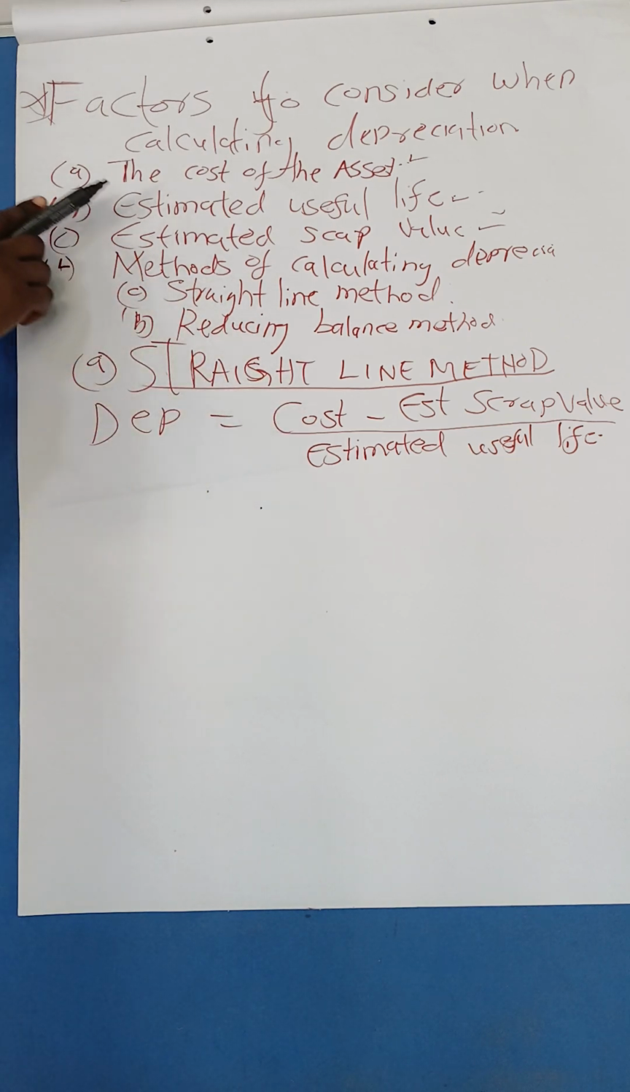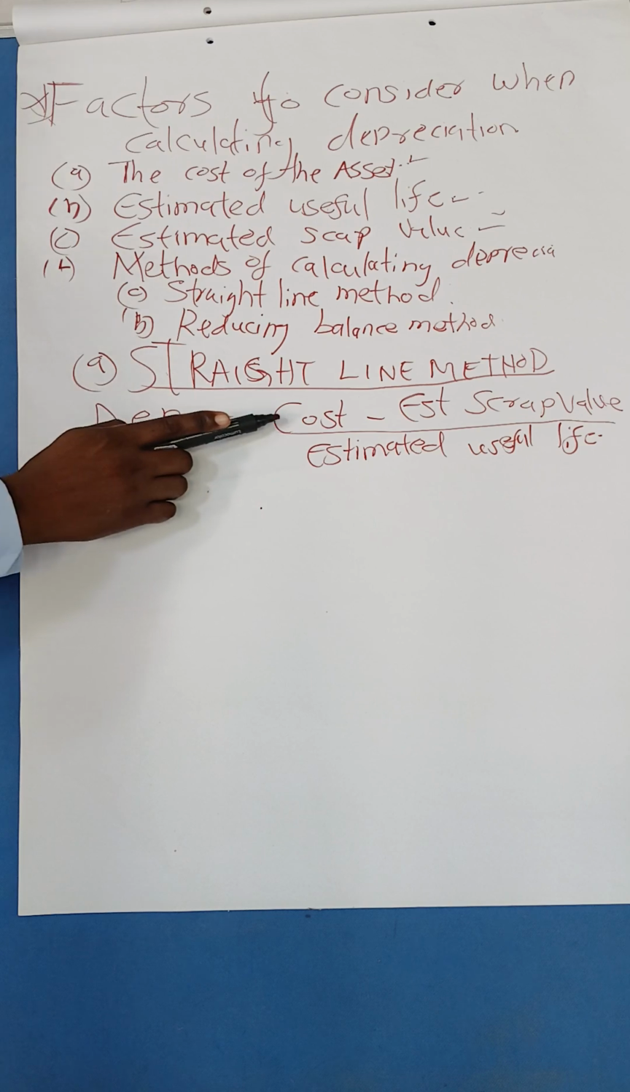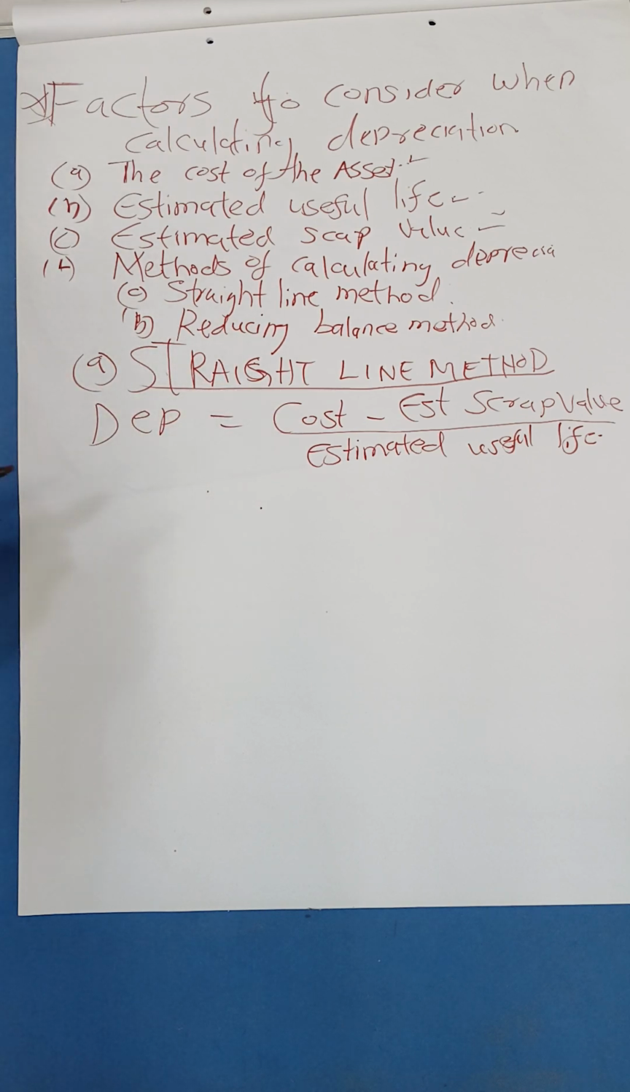Cost. You can see I say the cost of the asset. So while using the straight line method, you will use the cost. You have to know the cost. The scrap value is the amount of money we expect to sell the asset for after a certain period of time. Then the estimated useful life: maybe we are going to use the machinery or asset for 10 years, for 20 years. So that is the estimate. We are not sure, that's why we are calling it estimated useful life.